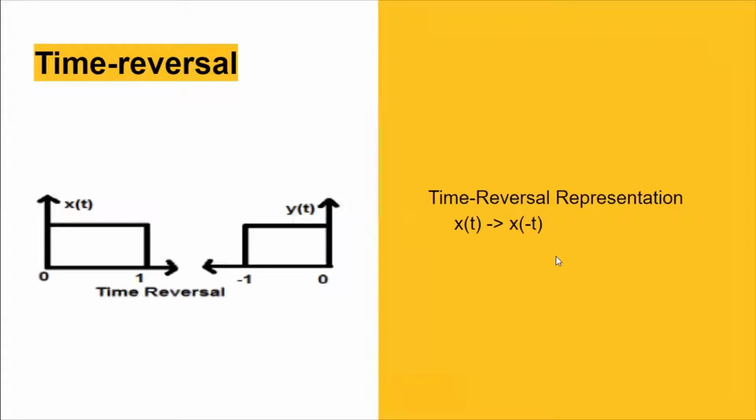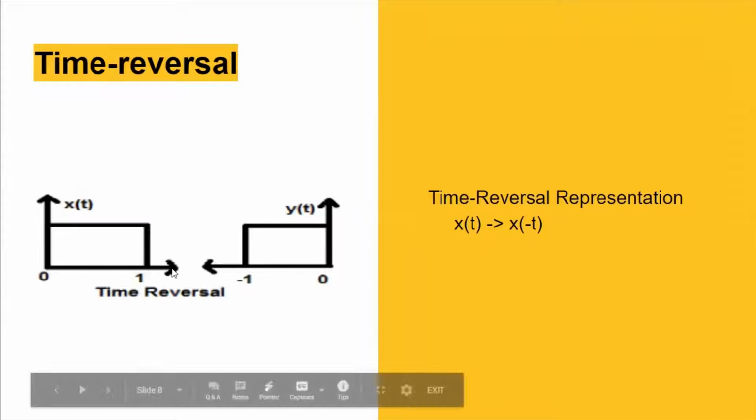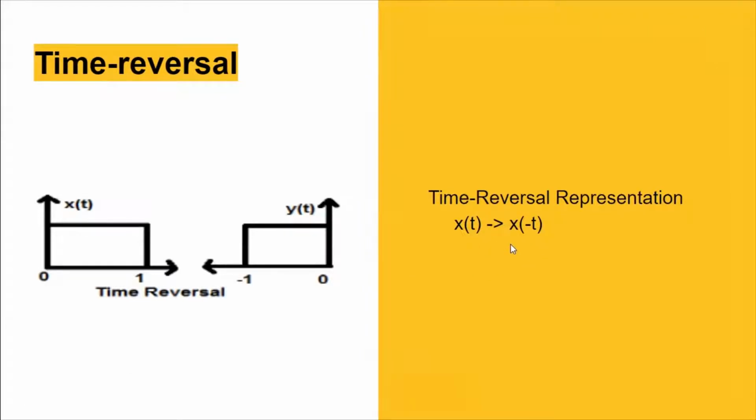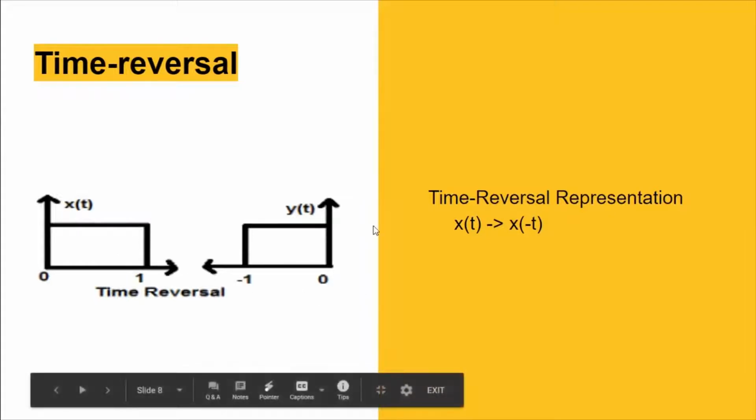Okay, then the next thing to understand is something we call time reversal. Time reversal is also really simple. It's basically just taking the value of t, in this case I use continuous time, and negating it. What it does is flip the signal over the y-axis. That one's not too hard, easy to understand.